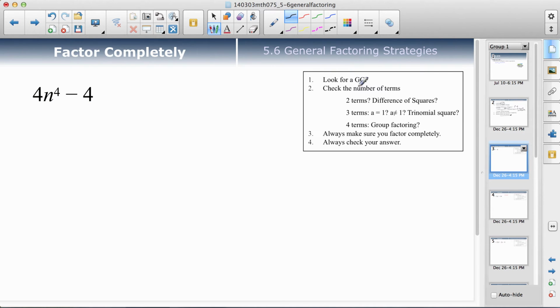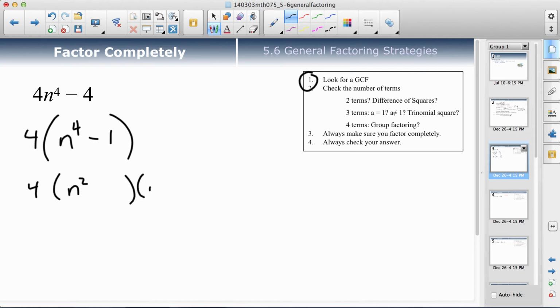It has two terms. Two terms, maybe it's a difference of squares. Sure enough, it's a difference, and I could take the square root of this side and the square root of this side. Now, maybe before I do that, I should look for a greatest common factor. And this one, sure enough, I could factor 4 out of each one of those. So I have 4 and then n to the fourth minus 1. Now, this is a difference of squares, like we thought. So I can rewrite this as n squared and n squared, and then a 1 and a 1, and one's plus and one's minus.